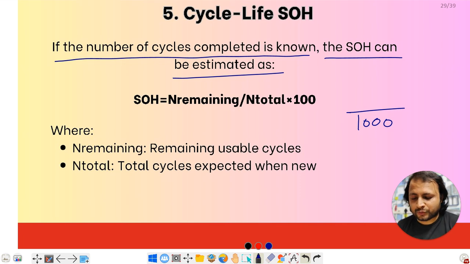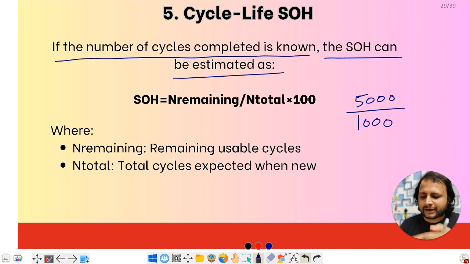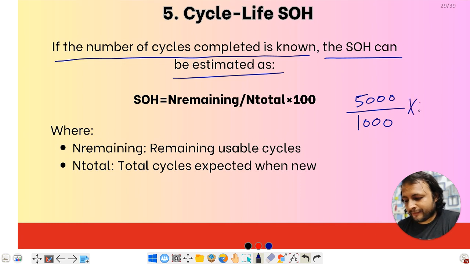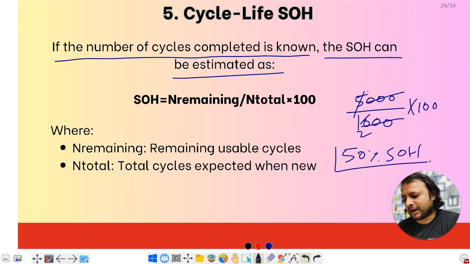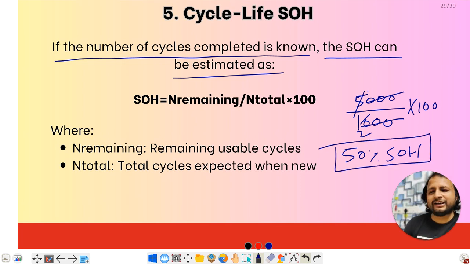Initially it was 10,000 cycles and we have used around 5,000 cycles. Okay, 5,000 cycles, whether charge or discharge, and 10,000 was the complete total. So we will multiply with 100. This one is 5 by 10, that is 1 by 2, multiplied by 100. Again it is 50% of SOH. I hope you understand, I made it clear for you. Now you can use any method, friends, to identify.